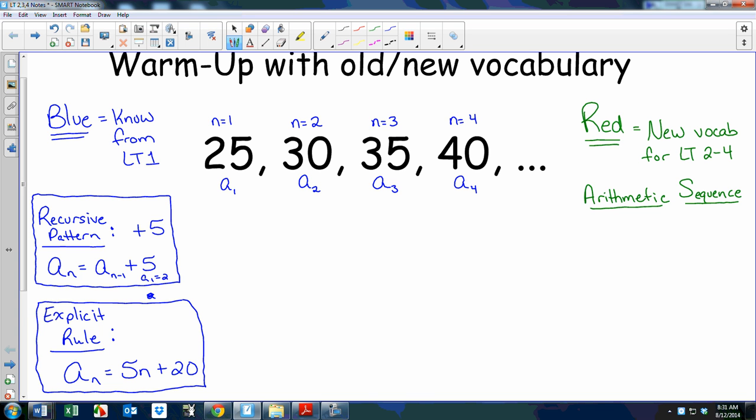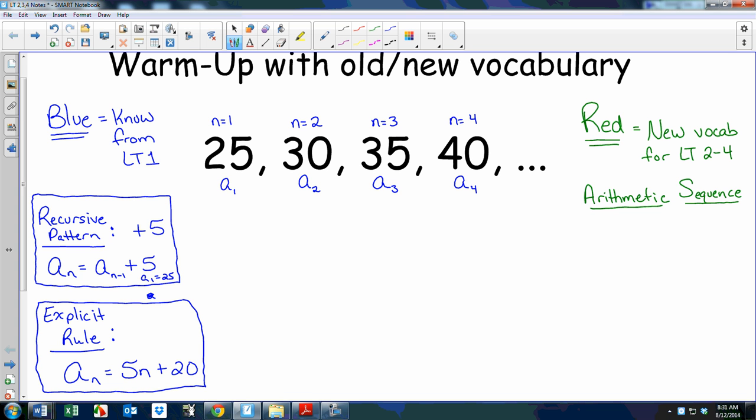A sub 1 is 25. It's just easy to do, and for that reason, I put it on the quiz. A sub 1 equals blank, so you have to fill in the blank. All right. And then the explicit rule, we would have probably taken a while to come up with it, but it's 5 times n plus 20.